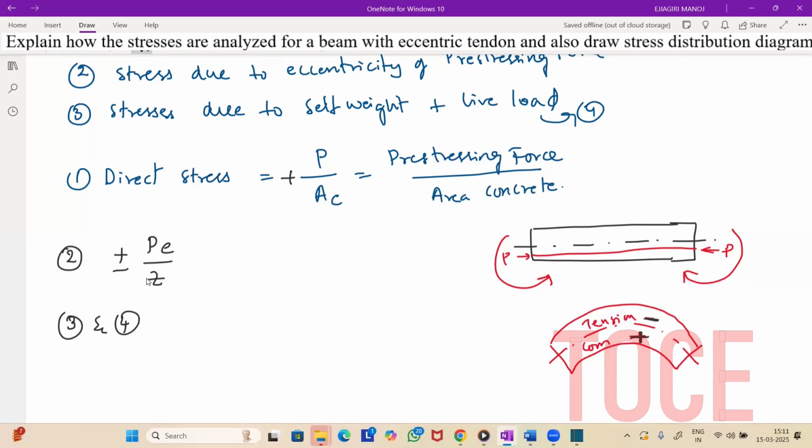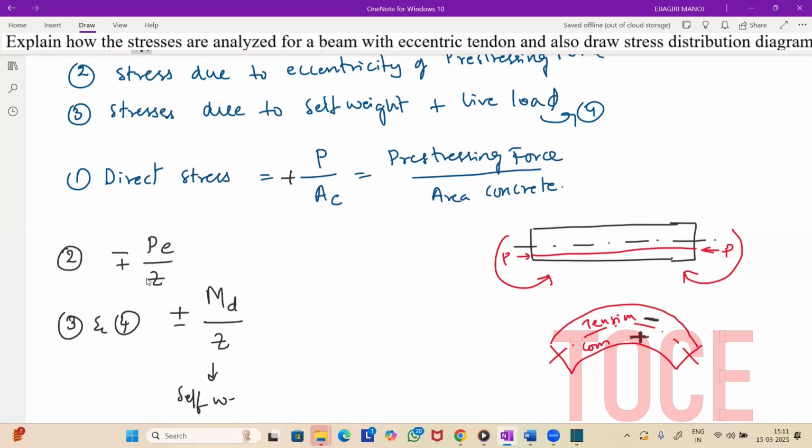For that, again, let me change these symbols to minus or plus, because on top I'm getting minus and at the bottom I'm getting plus. So let it be minus and plus. And for stress due to self weight and live load, I will get plus and minus: plus or minus moment due to the dead load divided by section modulus. So this is due to self weight.